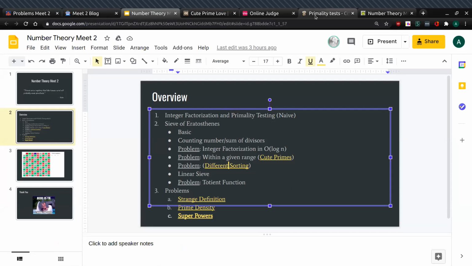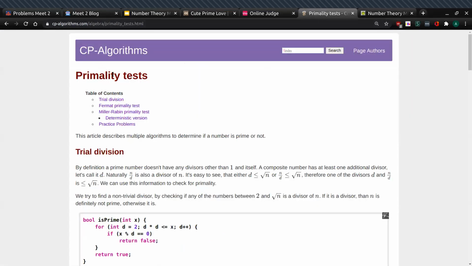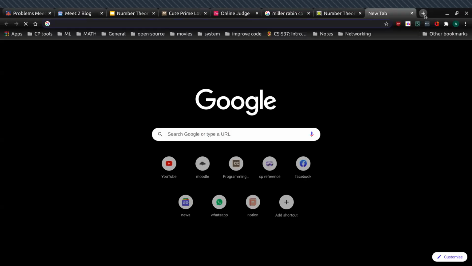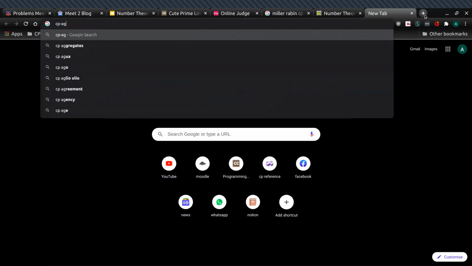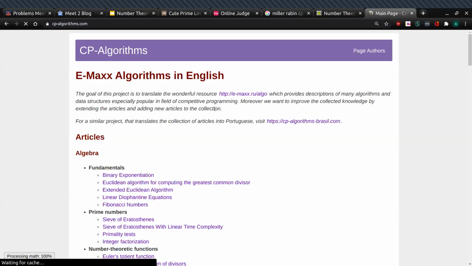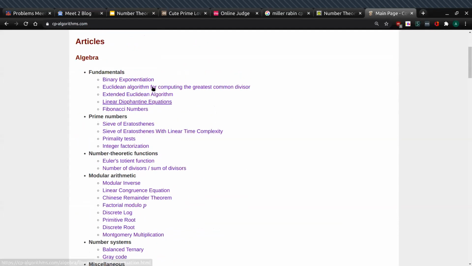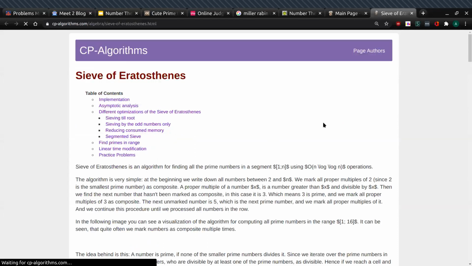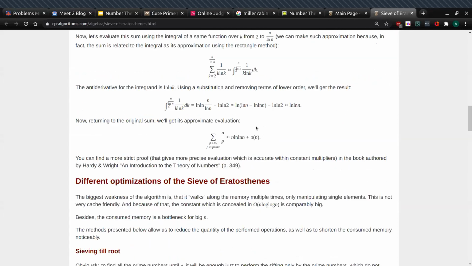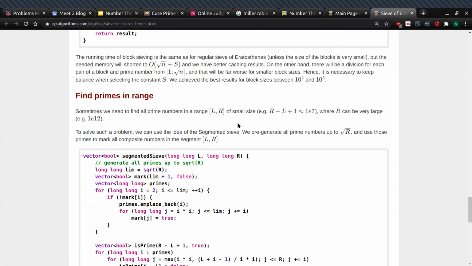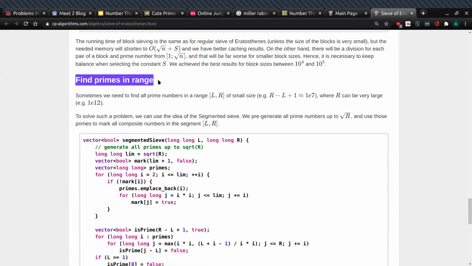Okay, so I'll just show you the CP algorithms. I explain the CP algorithms on the code. Okay. One minute. So you're talking about this, right, Alapan?